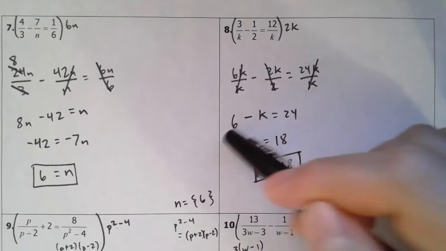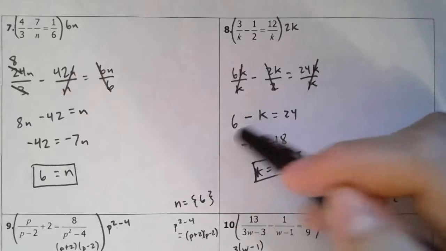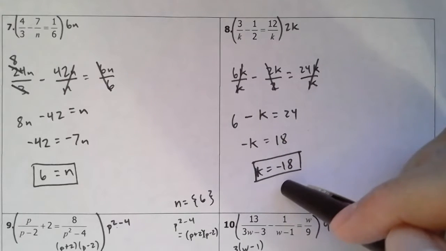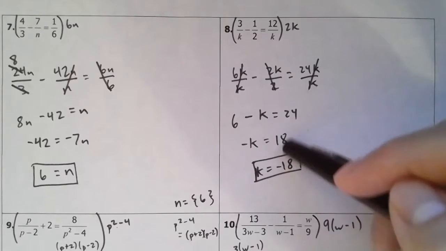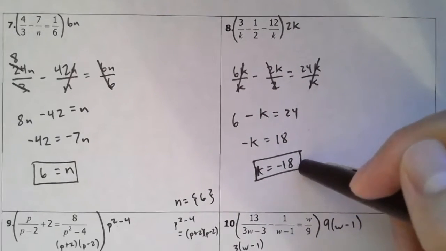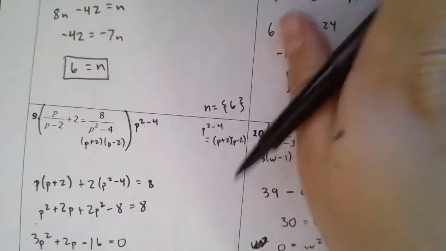That gave me 6 minus k is equal to 24. I subtract 6 from both sides, and I got this here. And then divide by negative 1, I got k is equal to negative 18. And then you could see that clearly with this solution I don't get 0 in the denominator, so that's my solution.